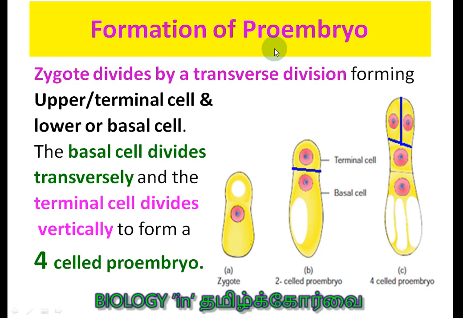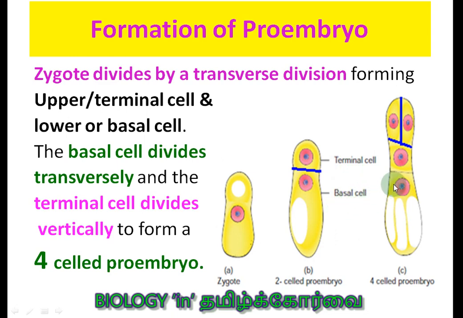Formation of proembryo first. The zygote divides. This is the zygote. It divides by transverse division. This type of division cuts the axis of the embryo, an imaginary line, at a right angle, so it is called transverse division, forming one upper cell, also called the terminal cell, and another lower cell, the basal cell.